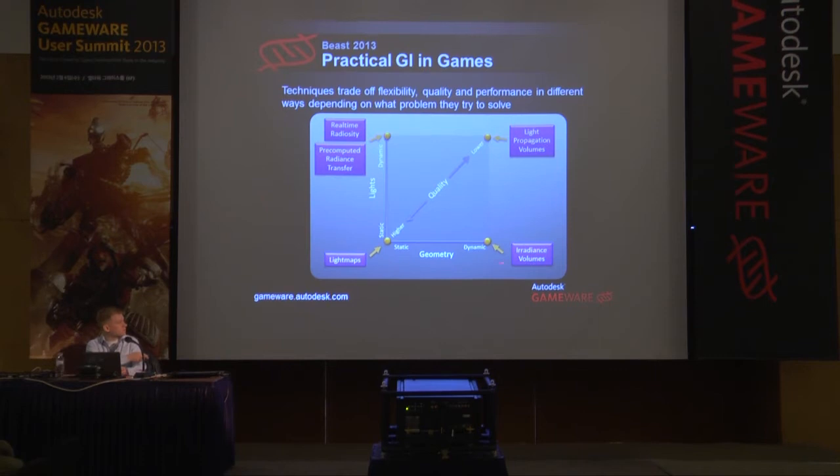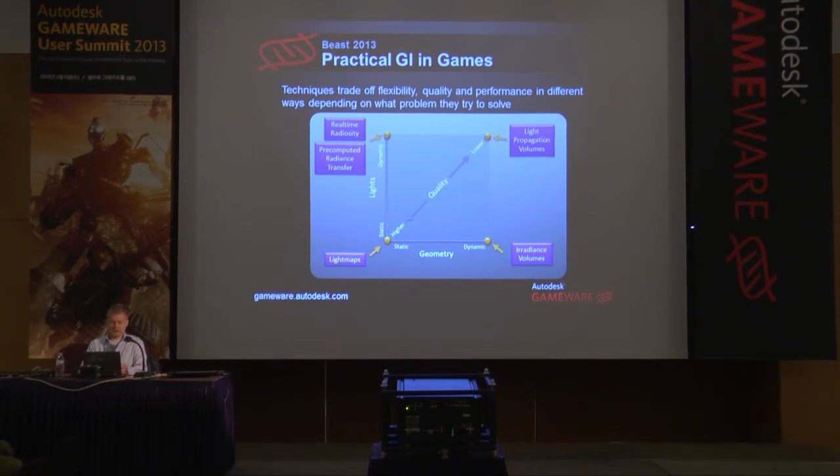Now, in the bottom right, we have irradiance volumes. This is more of a pre-computed method where we pre-compute volumes of spherical harmonics, or basically cube map samples, that can be used to light dynamic geometry. So the lights are static, the position of our lights are fixed, but geometry can move around.